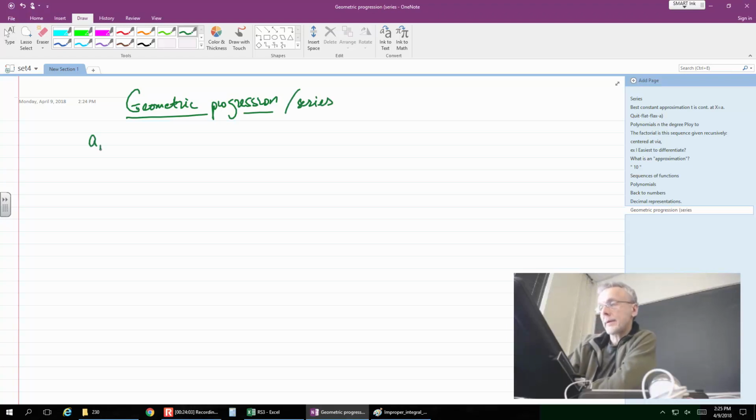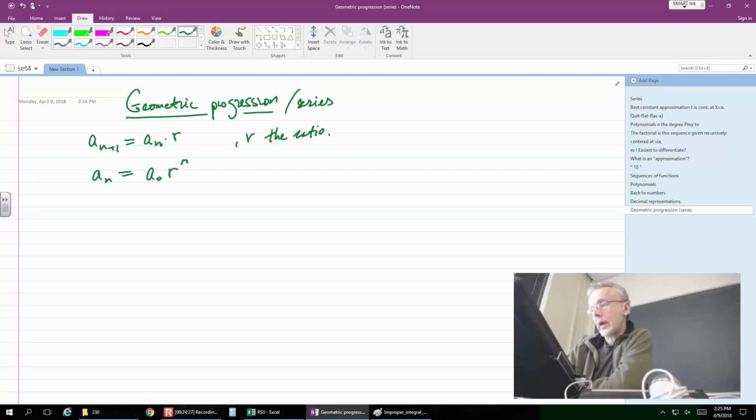So I have a n plus 1 is equal to a n times r. R is the ratio. The idea is the same as the compounded interest or population growth, radioactive decay, or whatever the examples you might remember. In addition to the recursive formula, we have an explicit formula, so it will be a naught r to the n. So that is the exponential growth for you.